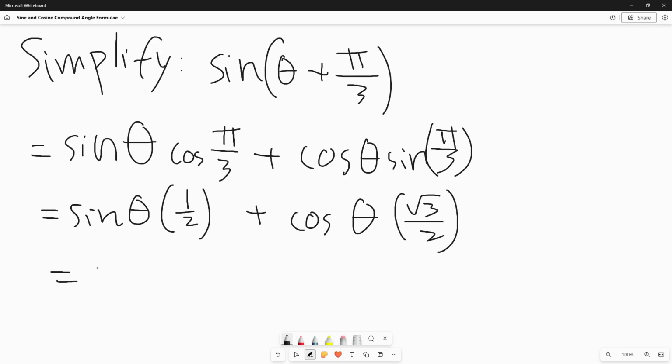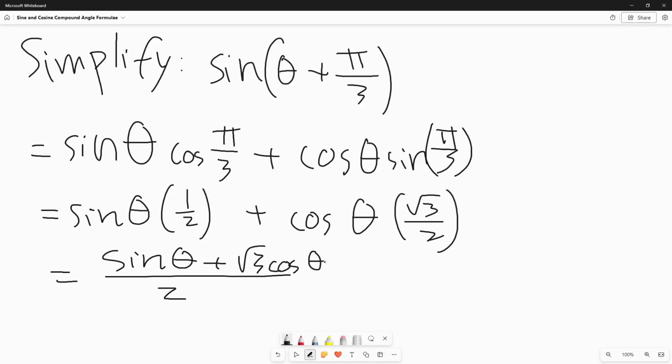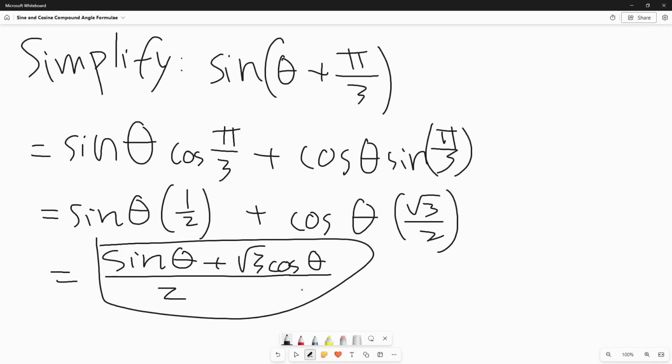And this is equal to sine theta times 2 plus square root of 3 cosine theta, all of this over 2. And this is our final answer. We can't really simplify it further. And I guess this isn't really simplifying, it's rather expanding this into the formula. But this is the final answer.